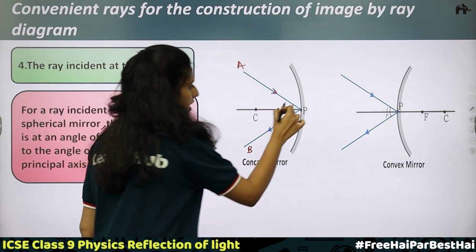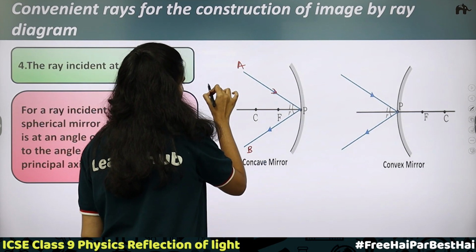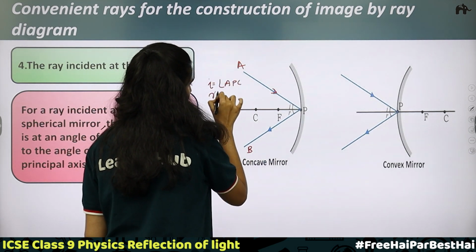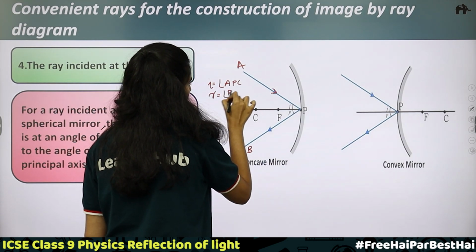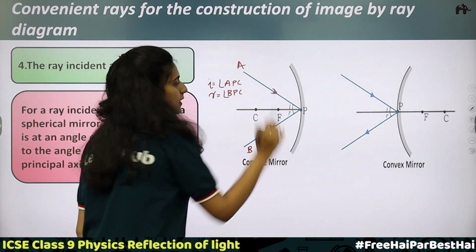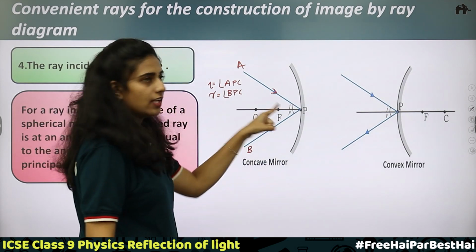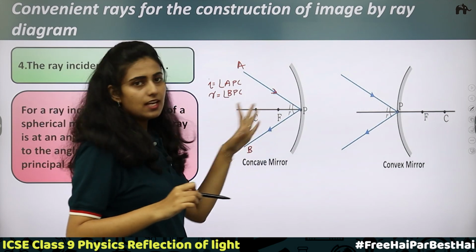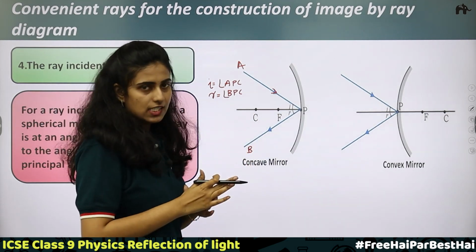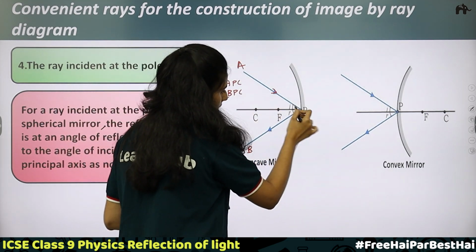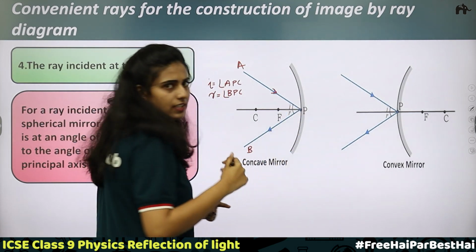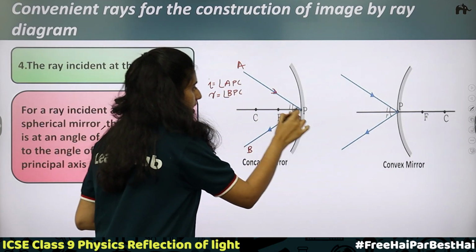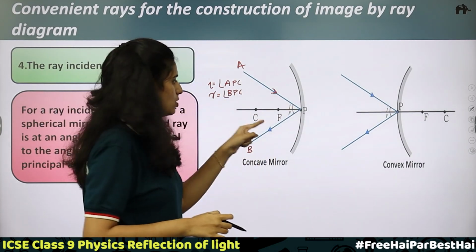So here you can see an angle is formed. Angle of incidence i is equal to angle APC. Angle of reflection r is equal to angle BPC. They will be equal. The angle formed between the normal and the incident ray is the angle of incidence, and the angle formed between the normal and the reflected ray is the angle of reflection. If this is the incident ray, in just the opposite direction you will have the reflected ray, same as in the case of a plane mirror. If the light ray is incident towards the pole, this is what happens.